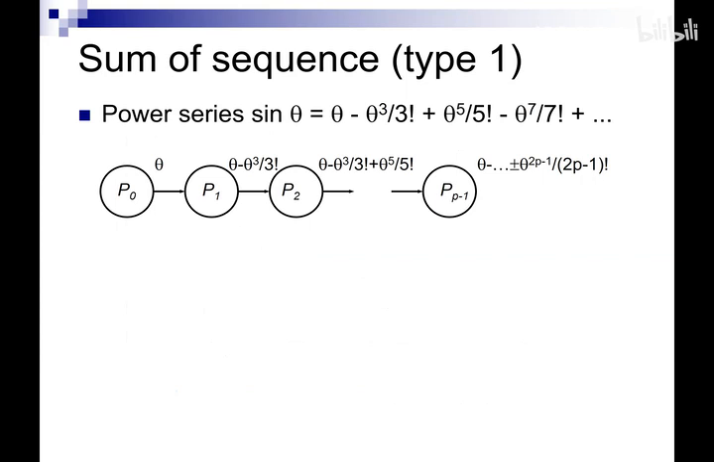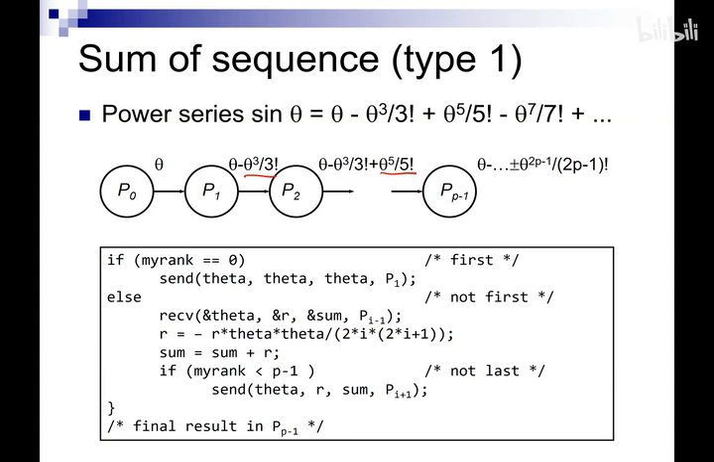More concretely, let's look at an instance of the type 1 pipeline. Suppose we have a pipeline to compute the power series for the sine function. Different stages of the pipeline are going to add different terms. So one stage adds this term, P2 adds this term, and so on. You can write this out using some sort of MPI pseudocode. The first process is the one that starts with the value theta. If I'm the first process, I'm just going to send my value over to P1. Otherwise, all the other processes are going to first receive a value of theta.